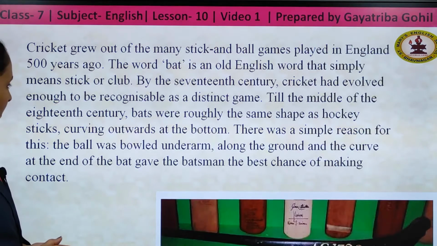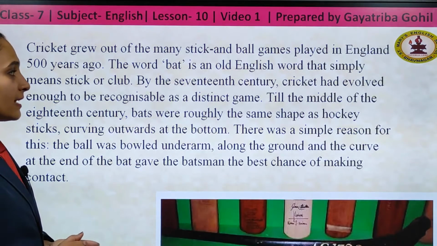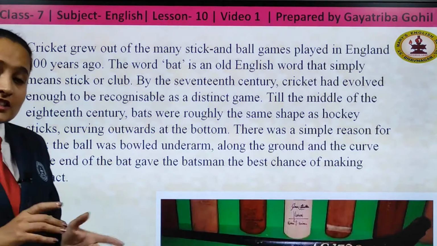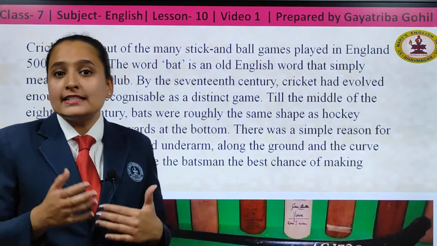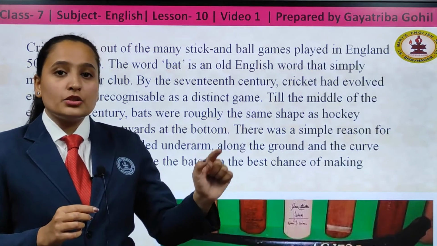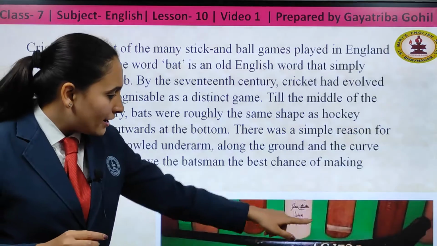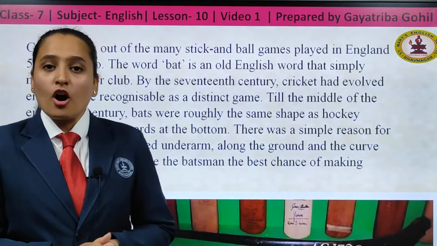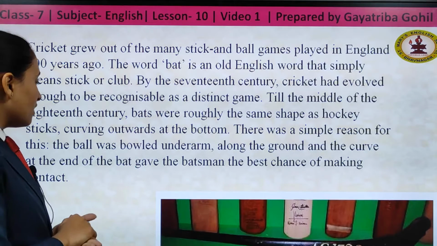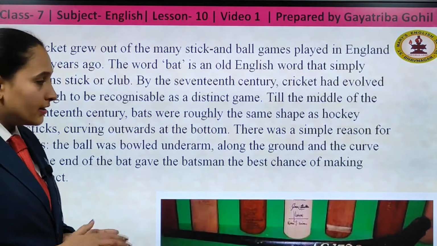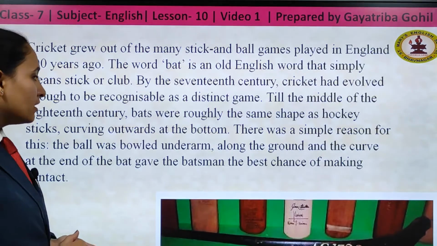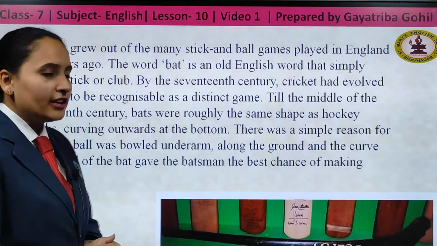Till the middle of the 18th century, bats were roughly the same shape as hockey sticks, curving outwards at the bottom. So in earlier times, the bats were not as they are used today. The ends of the bat used to be curved like this. You can see this bat over here. They used to be like hockey sticks. There was a simple reason for this. The ball was bowled underarm along the ground, and the curve at the end of the bat gave the batsman the best chance of making contact.